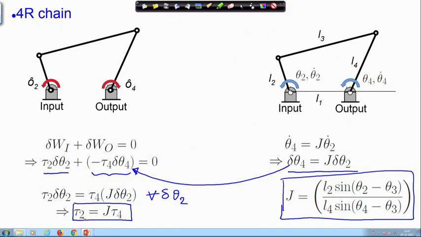Now, there is a thing to be noted here. The velocity relation is given as the output joint velocity is J times the input joint velocity, whereas the torque relation is that the input torque is J times the output torque. So, the input torque is J times the output torque, whereas the input joint velocity is related to the output joint velocity as given here. So, the output joint velocity is J times the input joint velocity.